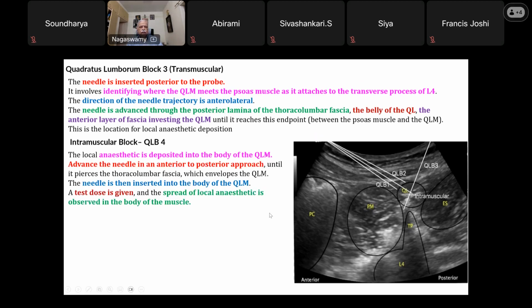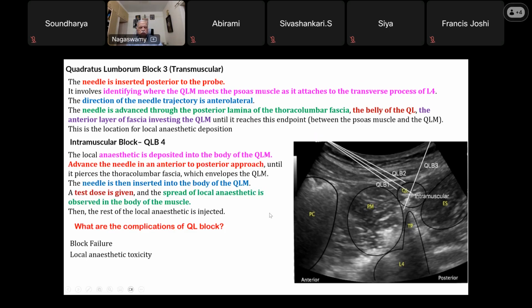The test dose is given, and then the spread has to be watched for. Complications are, as we said, block failure and sympatholysis causing hypotension. This is another important problem, because the drug will spread through the paravertebral space also.